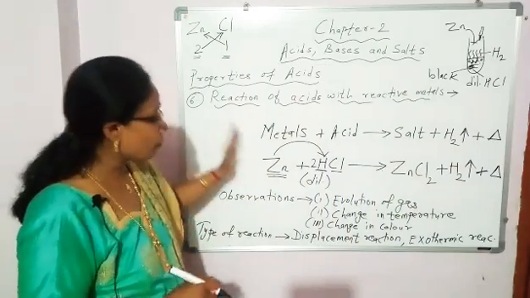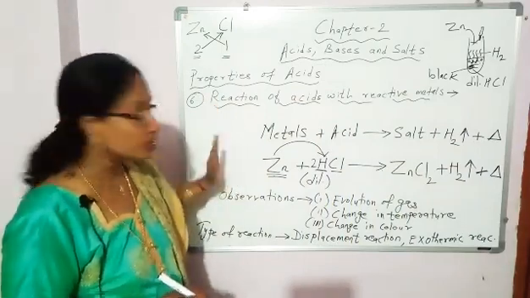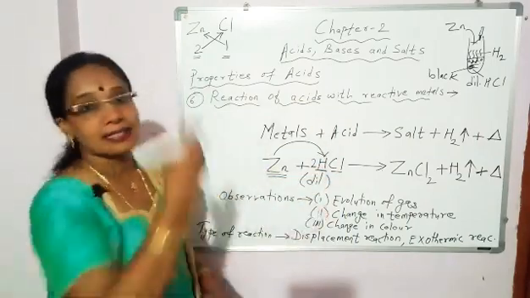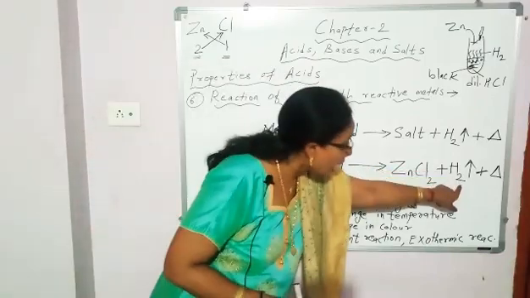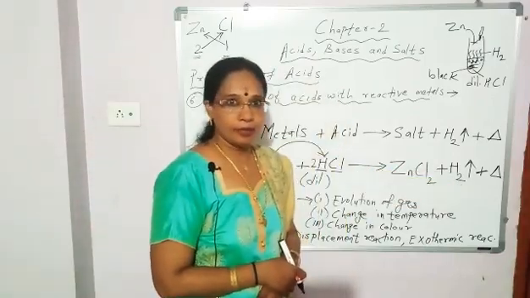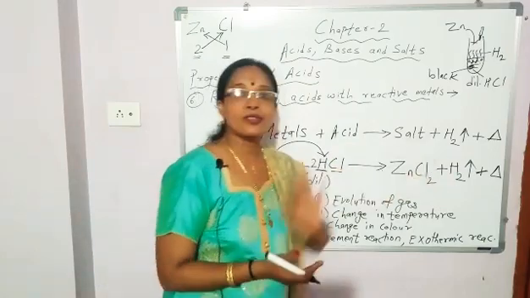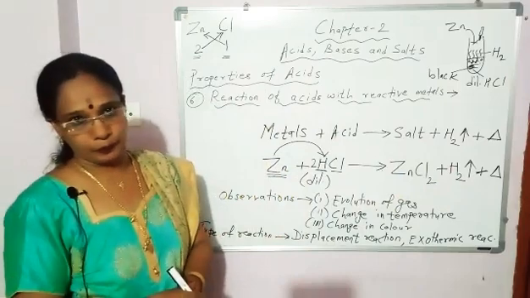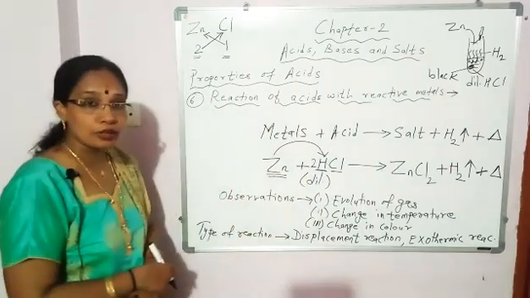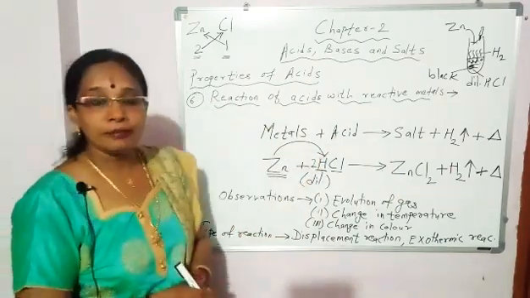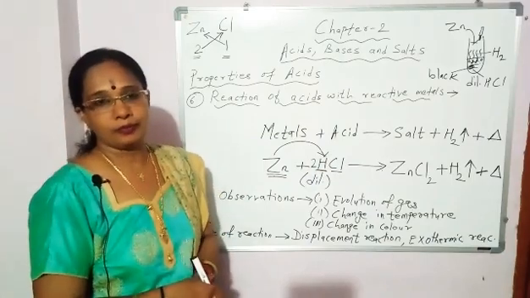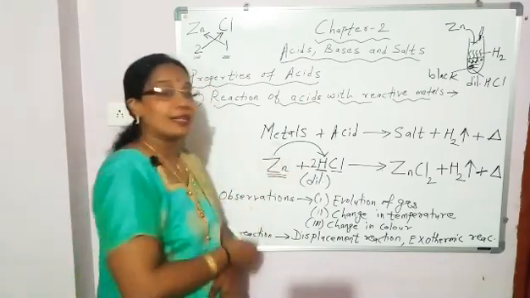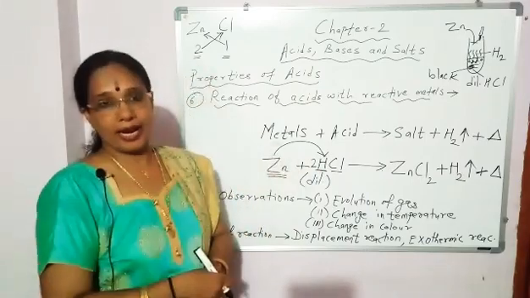Second, what type of question can be asked based on this property? Zinc metal when added to dilute hydrochloric acid, which gas is evolved? Hydrogen gas. Okay? Write the balanced chemical equation. You should be able to write the balanced chemical equation. Next, what question can be asked? In this reaction, write 2 observations. So, what do observations mean? Or it can be asked, in this reaction, what are the 2 characteristics of this reaction?